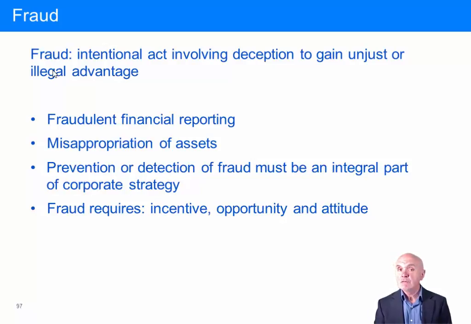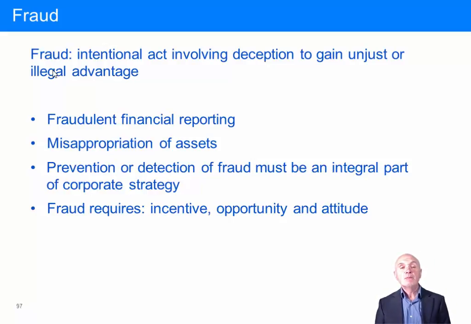Fraud can be at 2 levels. There can be fraudulent financial reporting, where a company overstates its profits. It maybe does this to increase the share price. It maybe does it because it wants to list on the stock exchange, it wants to list at a high share price, or to induce a buyer to buy at a very high share price. Or maybe it's the directors overstating the profits so that they get a much larger profit-related bonus.